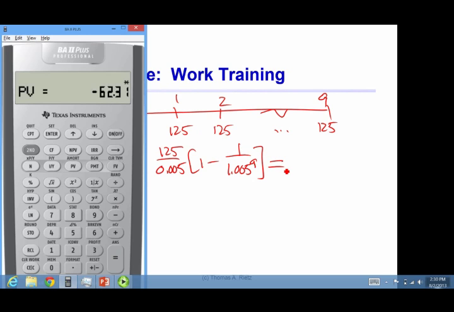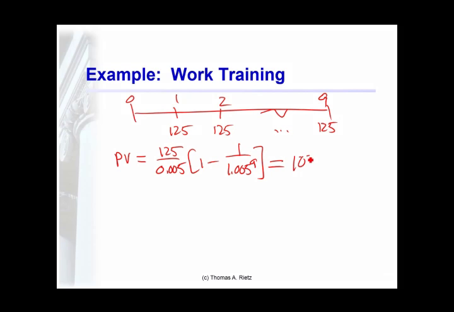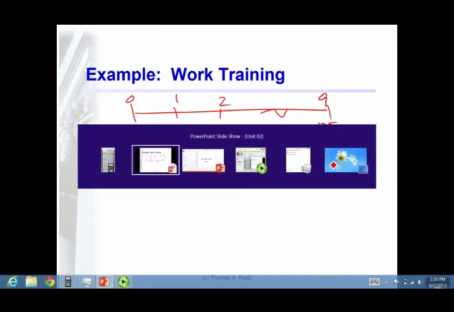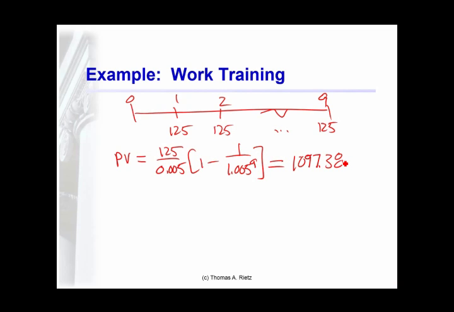And you can do that pretty simply on your calculator. It's 125 payment. Again, 0, no additional value in the future. 9 months. 0.5% interest. Present value is $1,097.38. Same as we got last time, just faster.